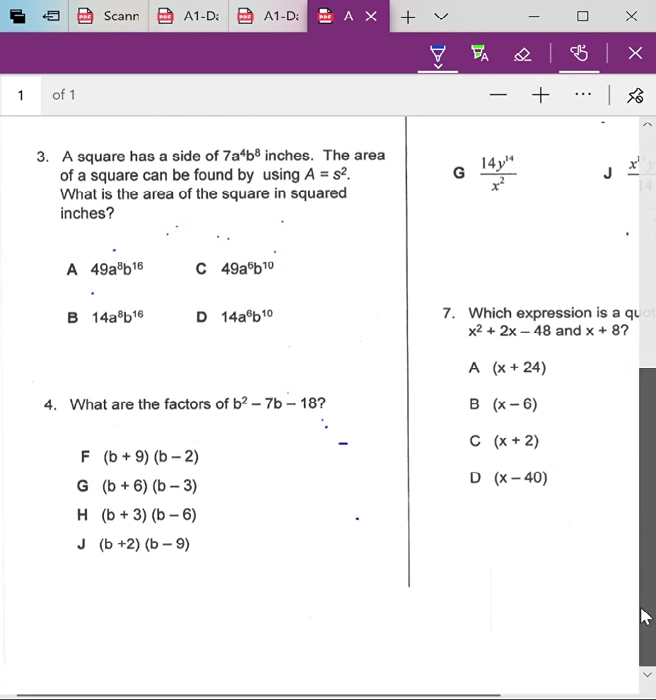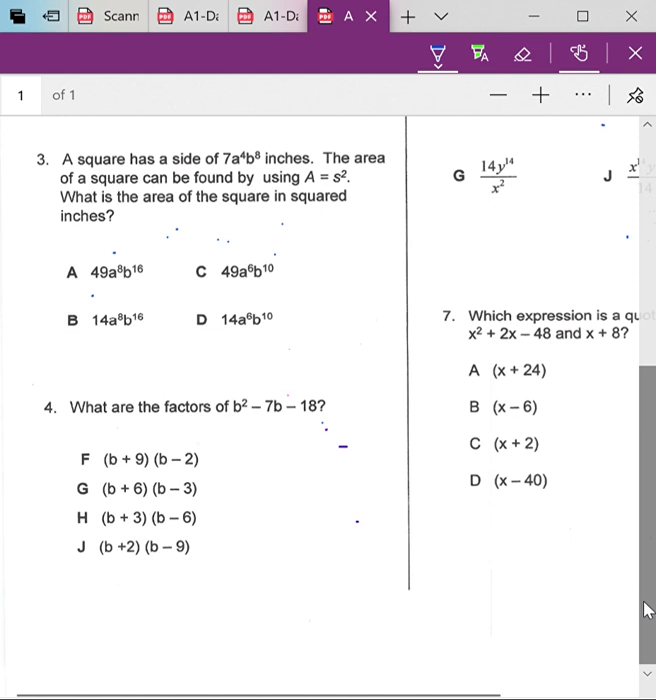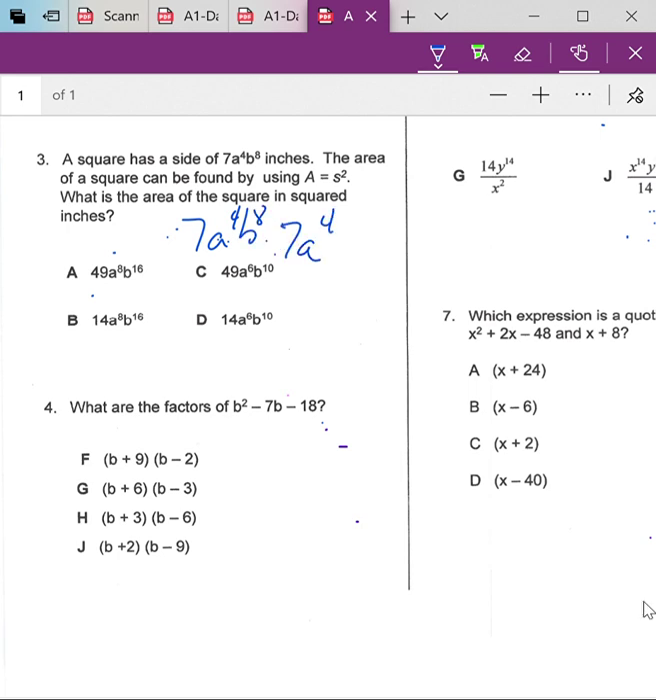Alright, number 3. It asks you for the area of a square. That's 7 a to the 4 as a side. So you can do side times side because the square has the same dimensions and area is length times width. So 7 times 7 is 49. a to the 4 times a to the 4, you add their exponents, so it would be 8. So it's the only one that has a to the 8.